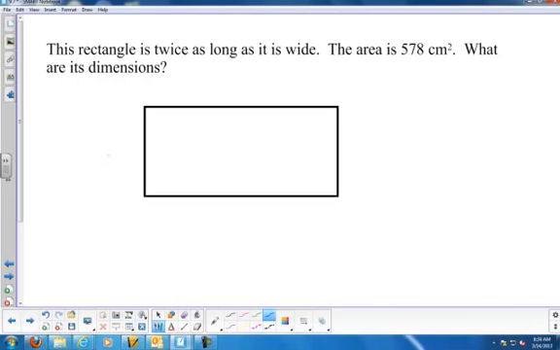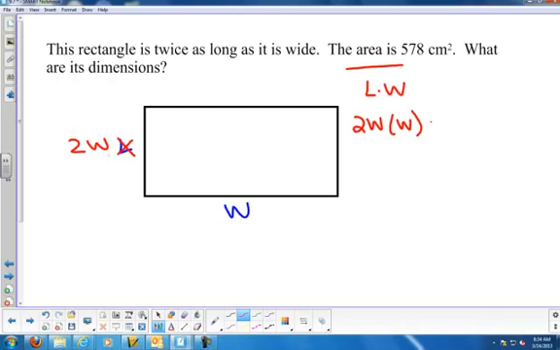All right, this rectangle is twice as long as it is wide. So let's go ahead and write the length and the width. If it is twice as long as it is wide, that means that instead of L, we can write this as 2W. Twice as long. The length is now twice the width. Area is found by doing length times width. We no longer have an L, so we're going to write this as 2W times W, equaling 578.